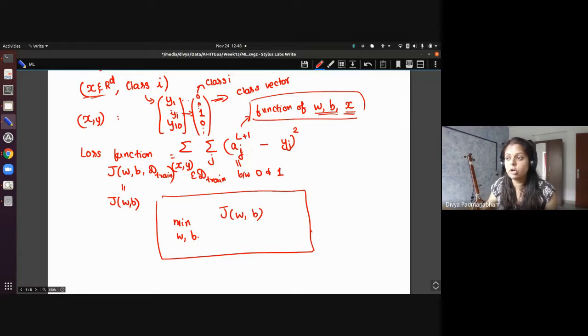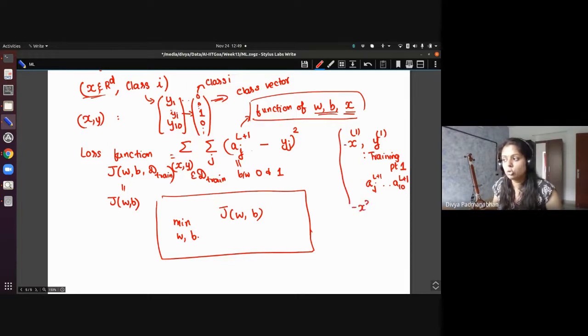Of course, for a different training point, these a_j's are going to be different. So if I call this x1 and y1, this is the first training point, and here I'm going to get one set of a_j's: a_1^(L+1) up to a_10^(L+1). This is what is going to happen, and it corresponds to this point.